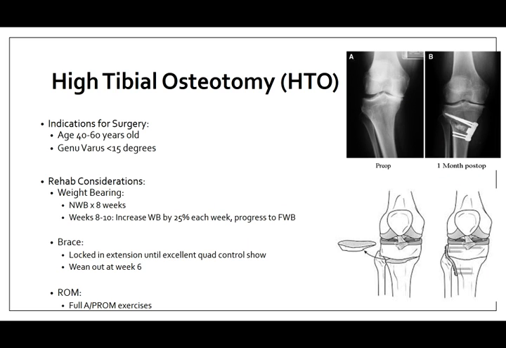Rehab considerations: non-weight bearing for 8 weeks, to allow that bone to really heal. And then weeks 8 to 10, you'll increase weight bearing by 25% each week to full. And then the brace is locked in extension until excellent quad control is shown, and then you wean out about week 6. And then range of motion, you can do full range of motion with these guys. Just respect their pain.